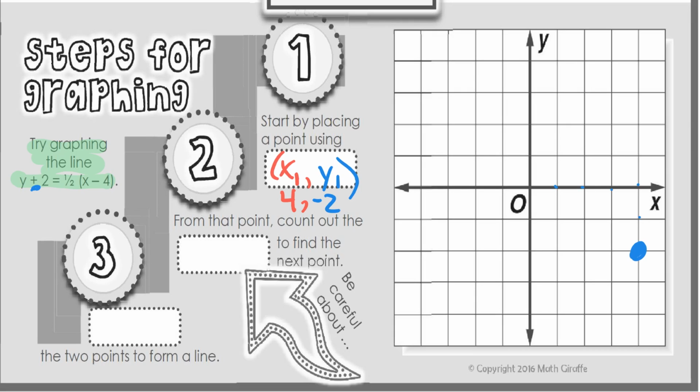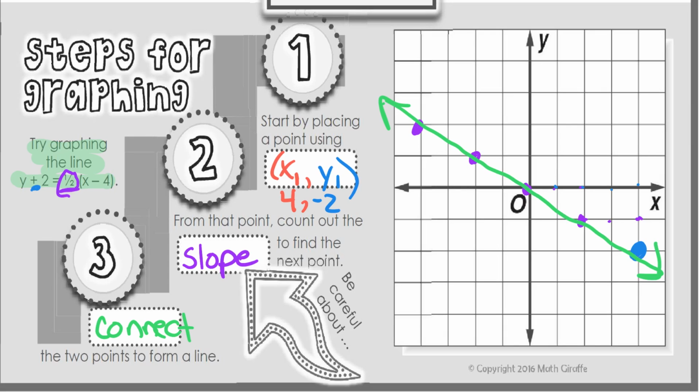From there, for step 2, from that point, we count out our slope to find the next point. So our slope here is 1/2. So I'm going to start at this point, and I'm going to go up 1, over 2. And our step 3 is to connect the points to form a line. And we draw arrows at the end of each line because the line continues on for infinity.